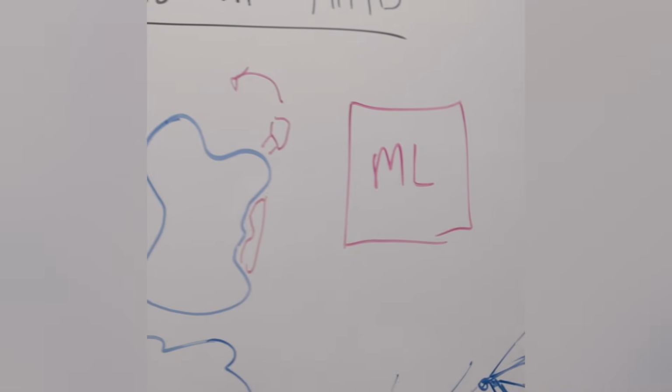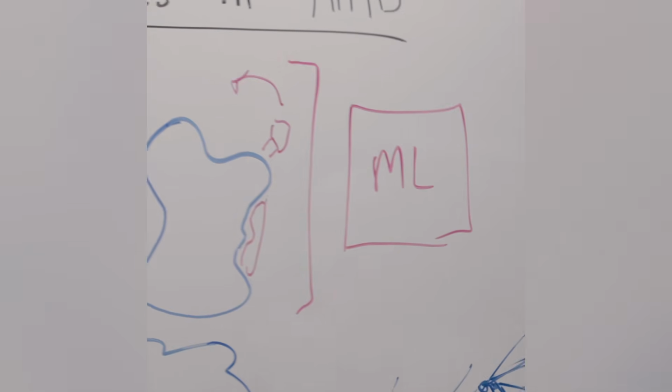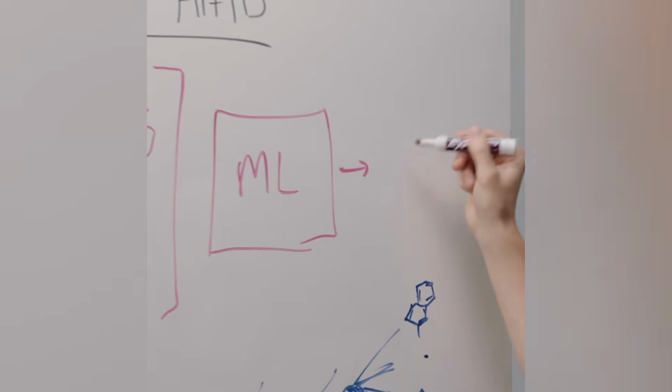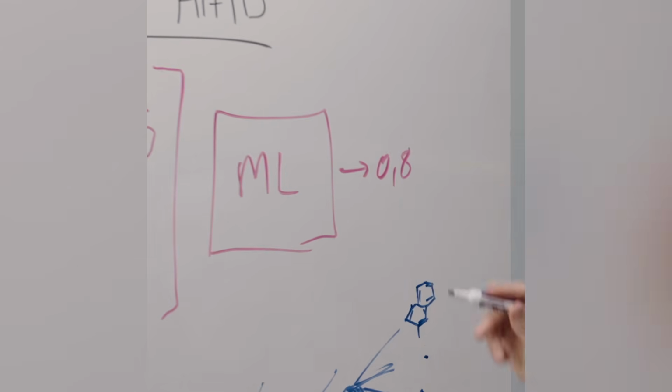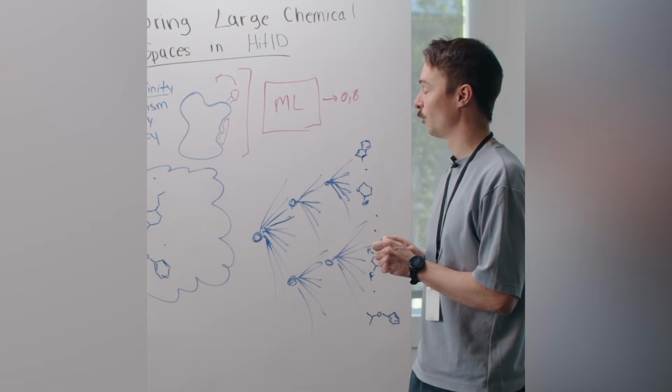Fortunately for us, in the past couple of years, there has been the advent of very powerful machine learning models that can take as input this entire structure of our compound in the protein and predict whether it is likely to have a strong affinity or not. So it will give us a number for each molecule as to whether it is likely to bind to our target.